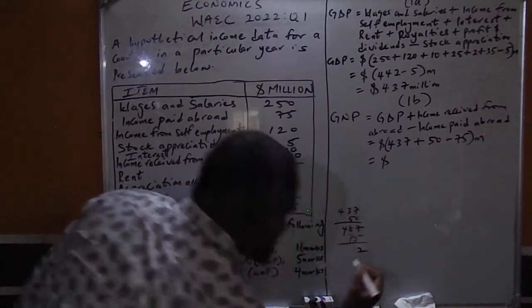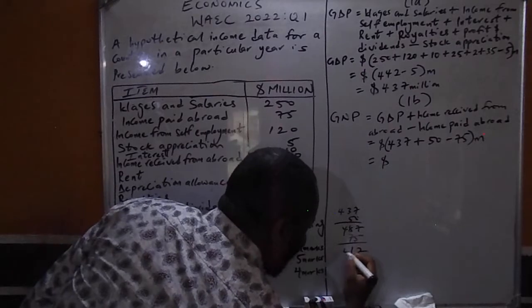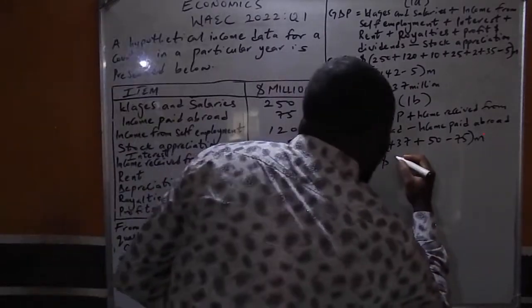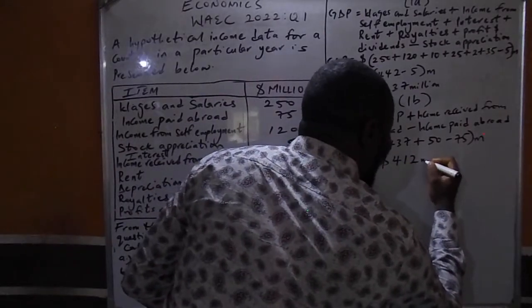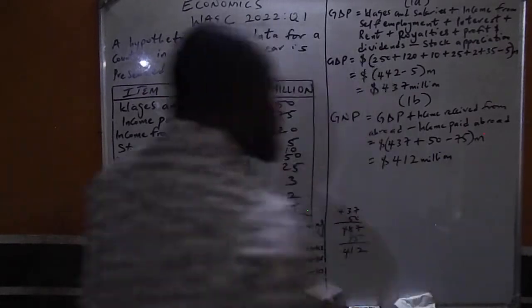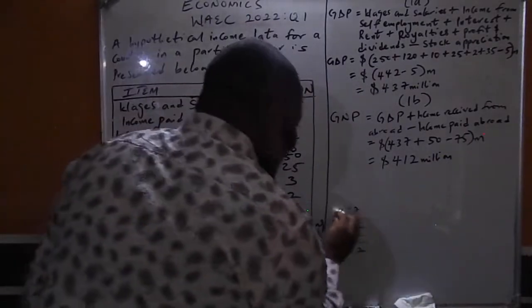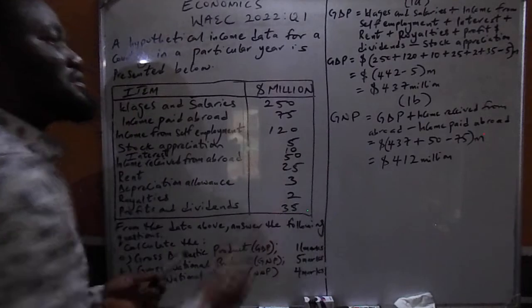This minus this, 2. This minus this, 1. This will give you 412. You now have 412 million. So this is your answer. Now, student, what is the next thing you have to look for?